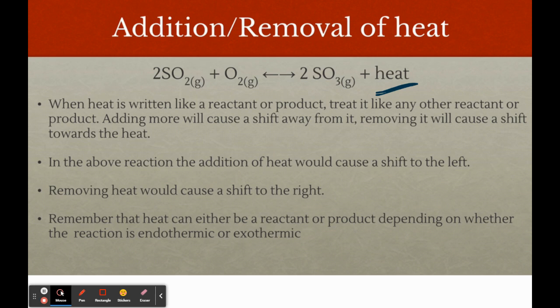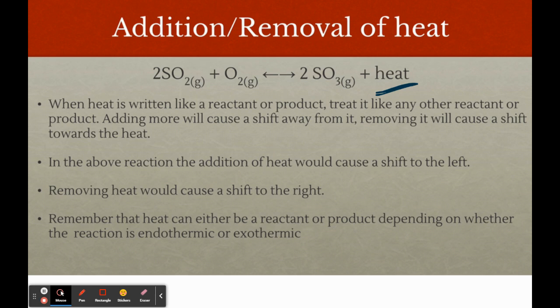It could be heat, it could be plus energy, it could be plus 56 kilojoules. Anytime you see something like that, you're going to write it in the reaction, and you'll treat it like you treat adding reactants or products. If you add heat, it will shift away from where the heat is at. If you remove heat, if you lower the temperature, it will shift towards where the heat is at.